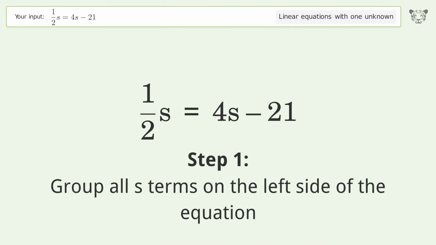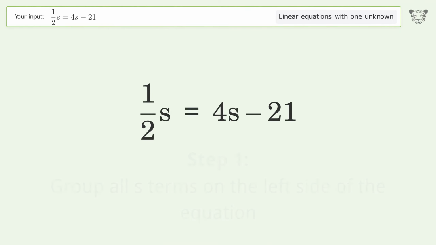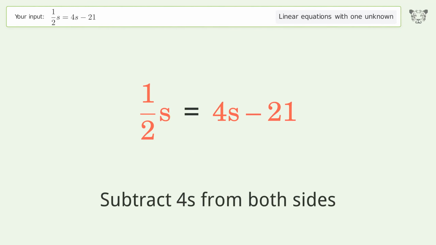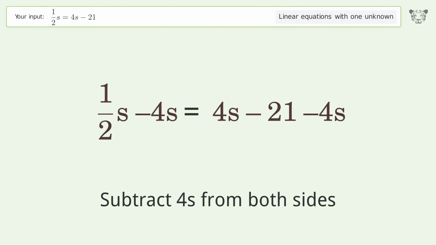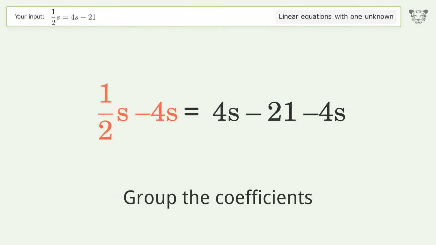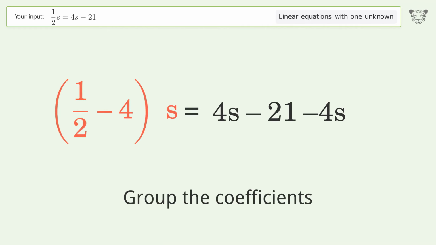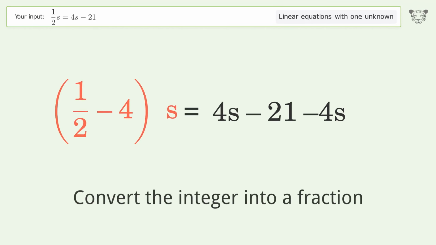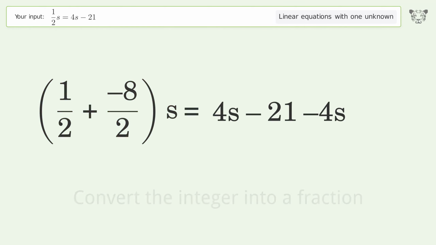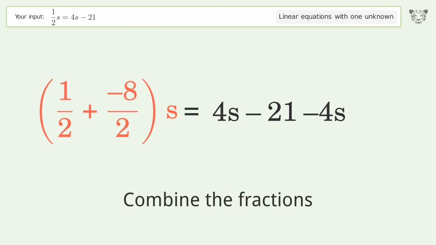Group all s terms on the left side of the equation. Subtract 4s from both sides. Group the coefficients. Convert the integer into a fraction. Combine the fractions.